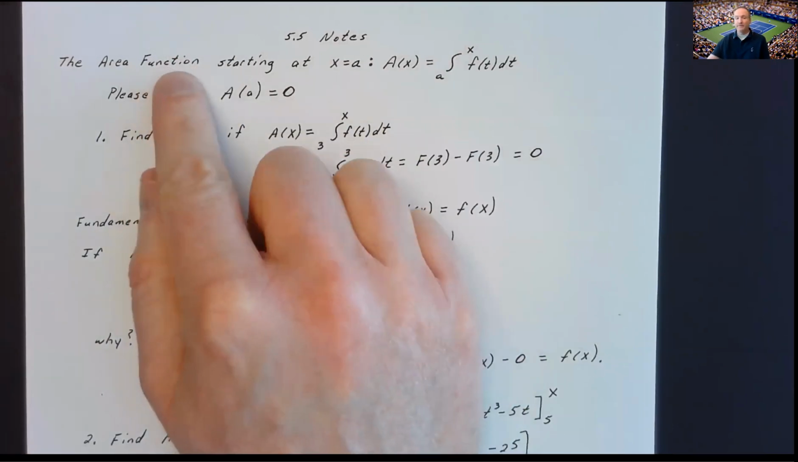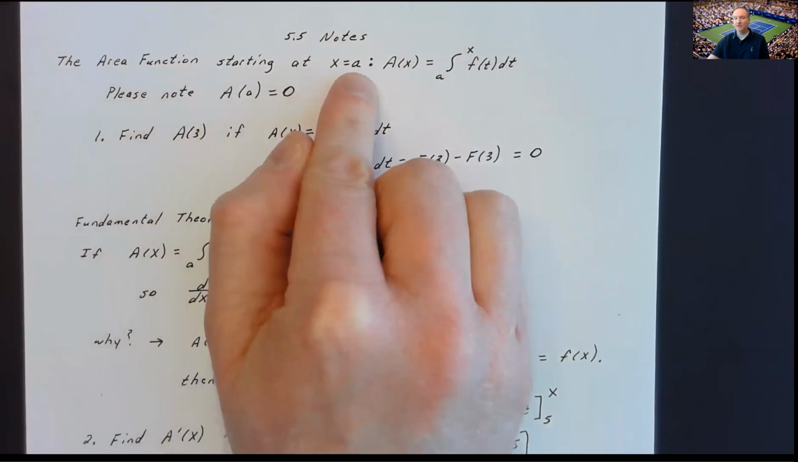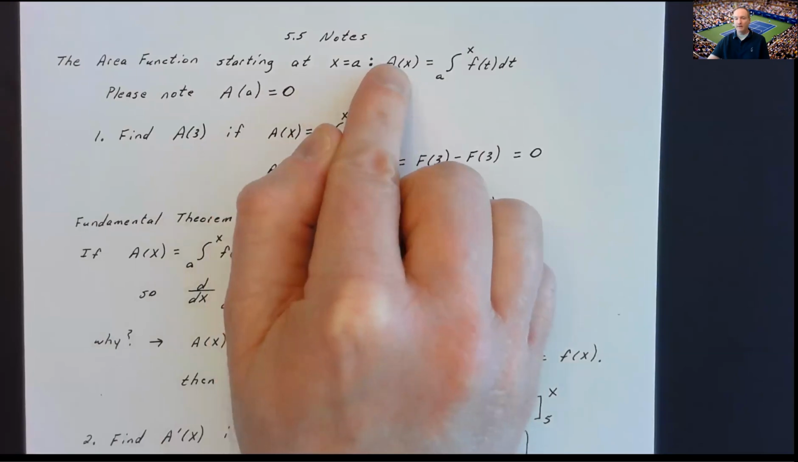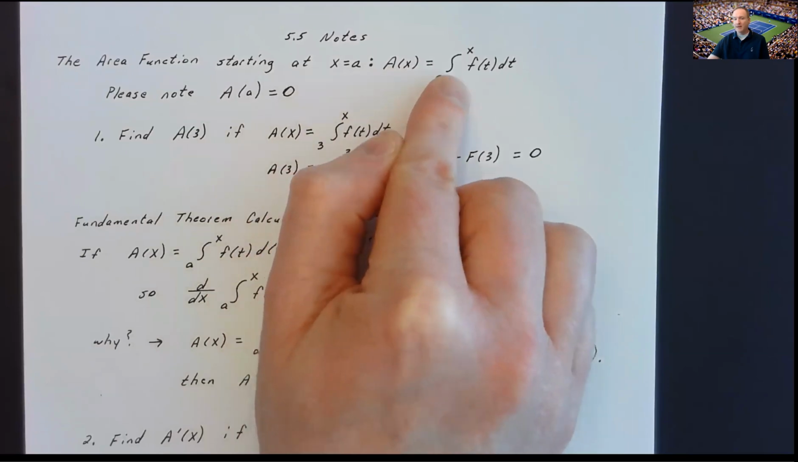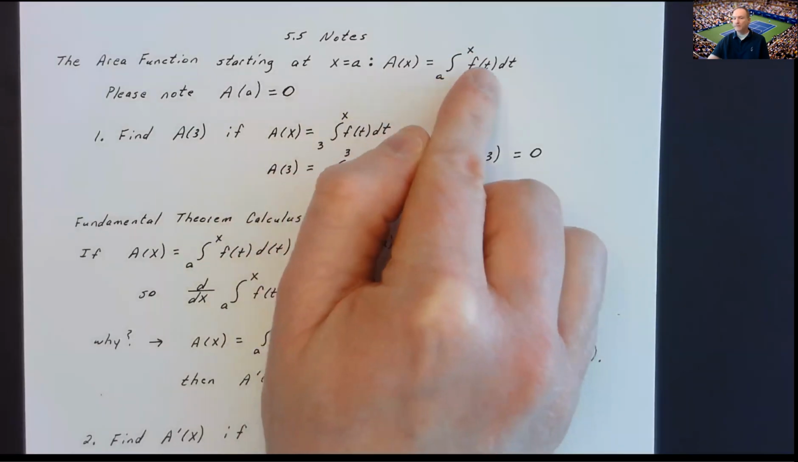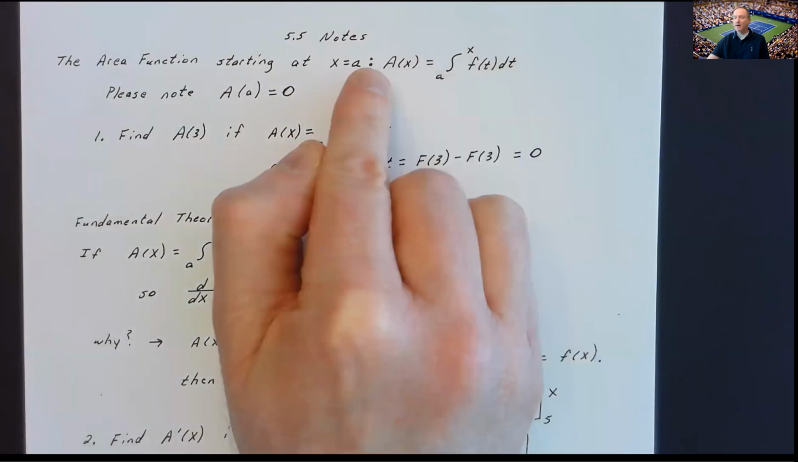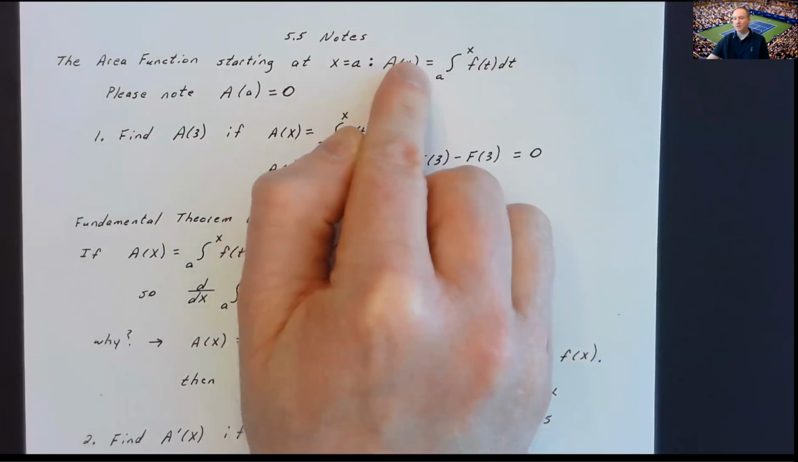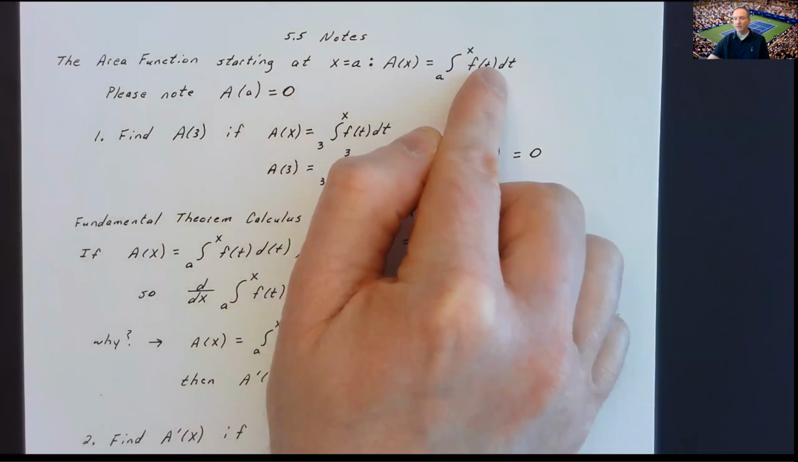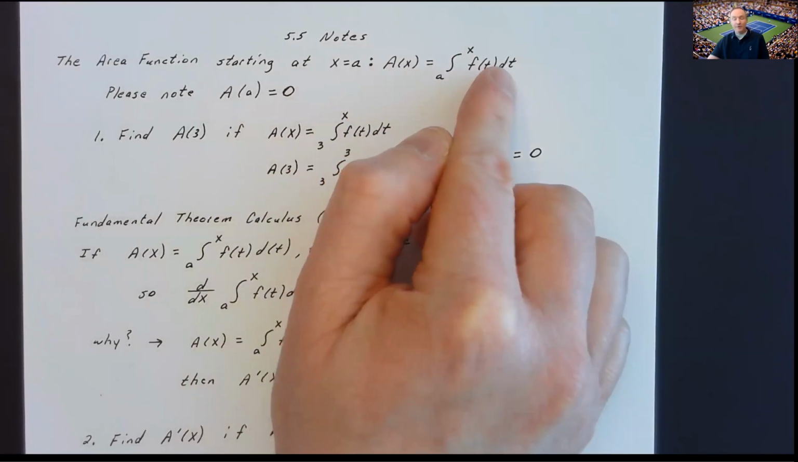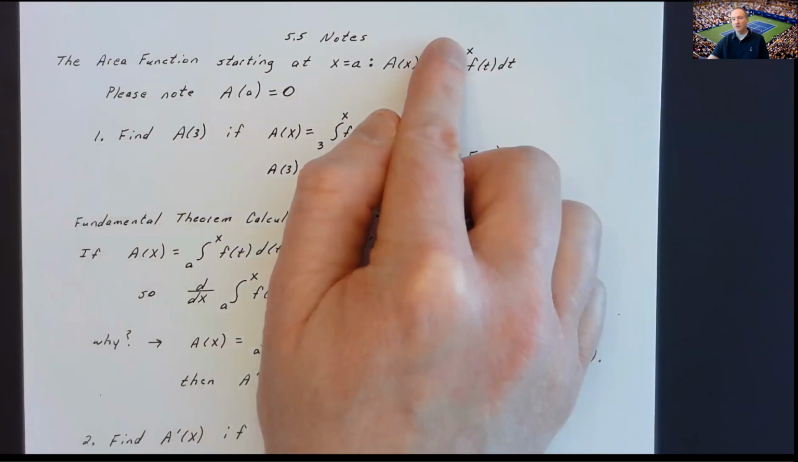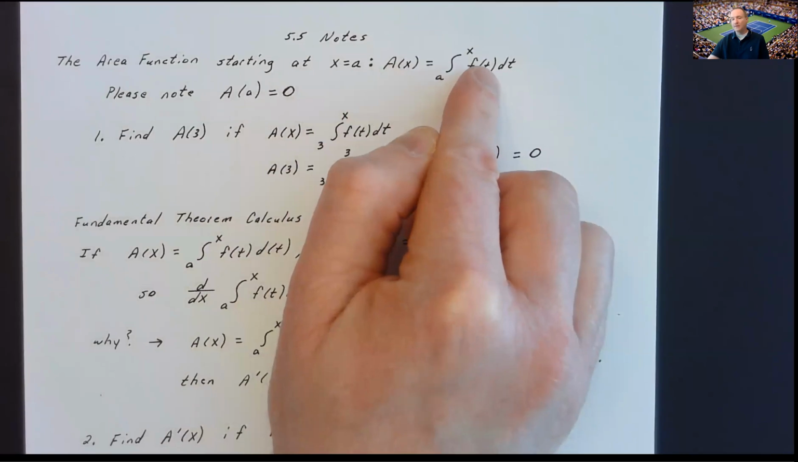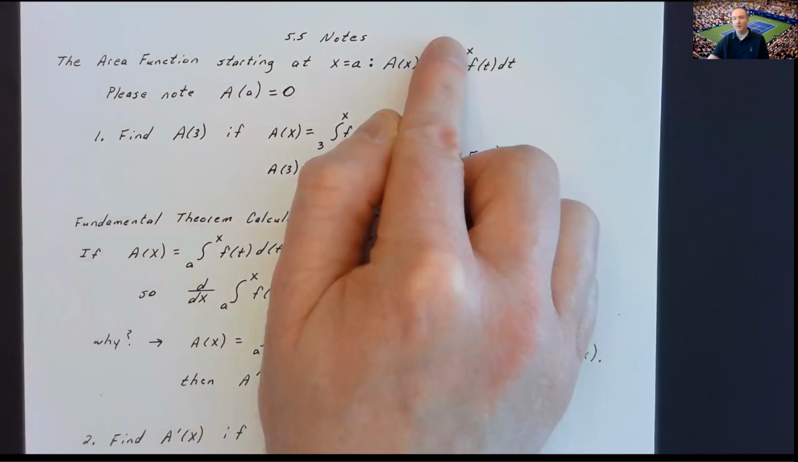I say the area function, meaning it's going to be a function in terms of x, starting at the x value of a, is given by the area with respect to x, the integral from some number a to x of f of t dt. Now, notice it's an area function in terms of x, but inside the integral, it's in terms of t. The reason you have to have it in terms of t there is because I'm using x as the limit of integration. You don't want the same variable on the inside as the one you're evaluating at.